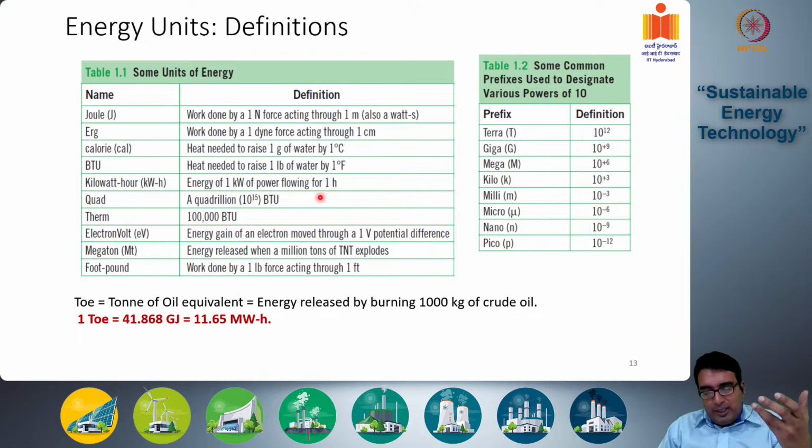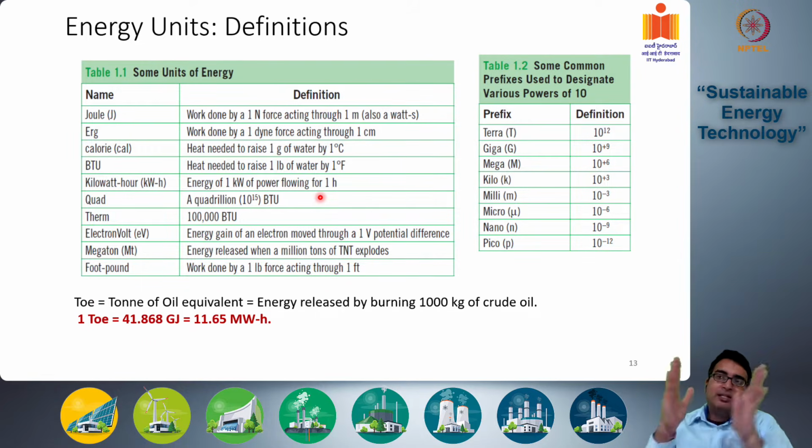Now, how much energy will this power plant produce in 1 hour? It's 1000 joules into 60 seconds into 60 minutes, because 1 minute has 60 seconds, and then 1 hour has 60 minutes. So 1000 into 60 into 60. That is the total energy produced by this power plant in 1 hour. Correct? So this unit of energy is called kilowatt hour. So 1 kilowatt hour is equal to 1000 into 60 into 60 joules.